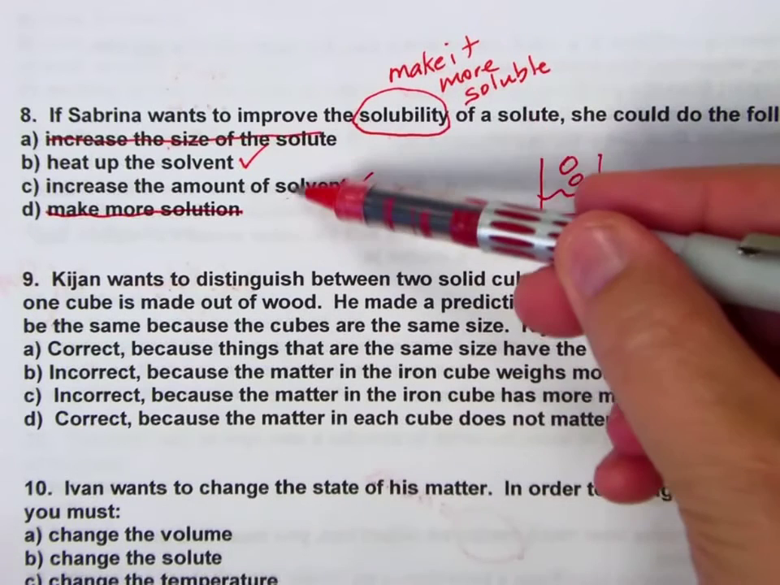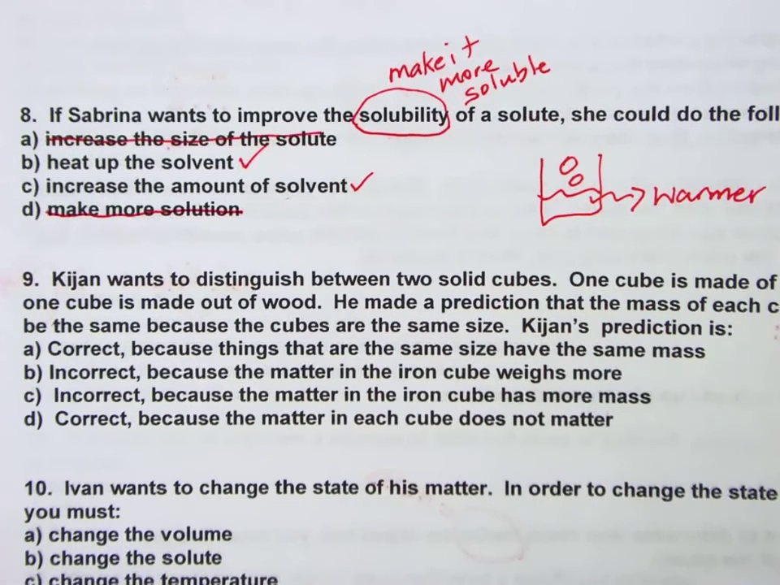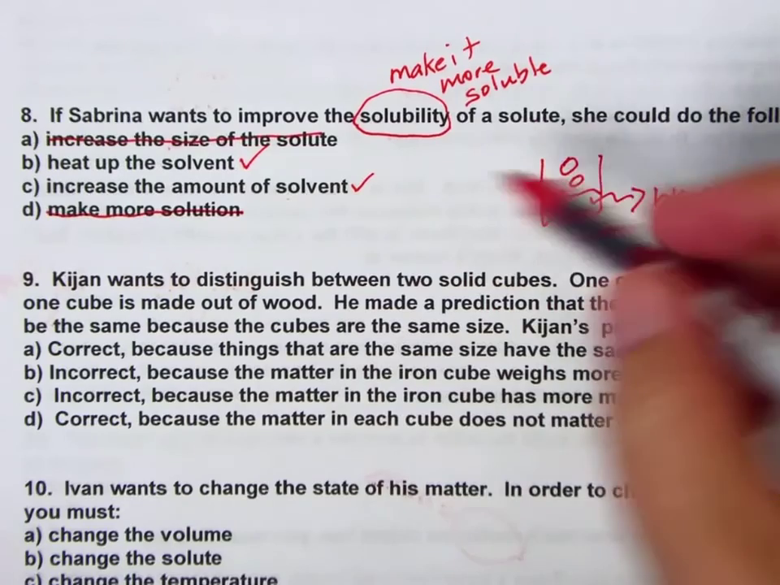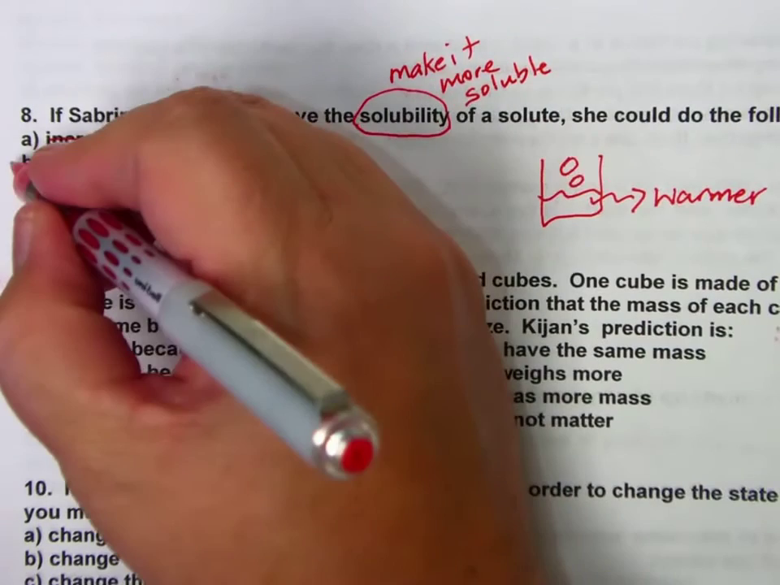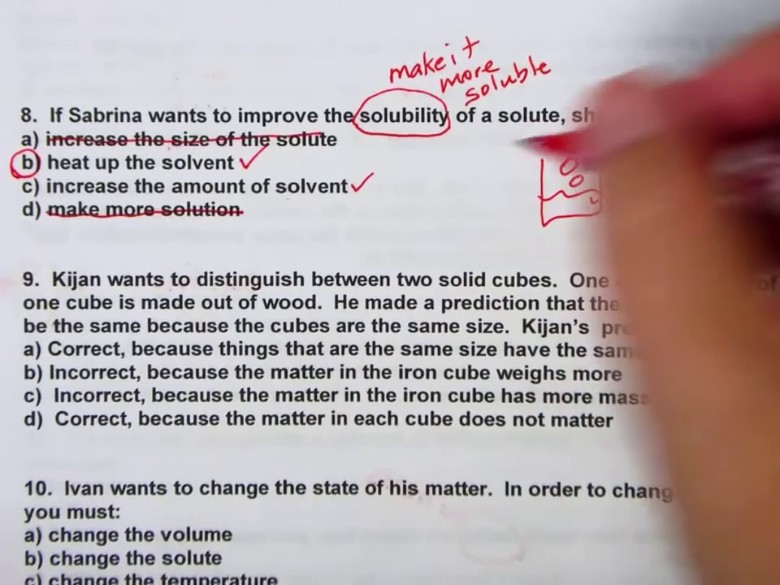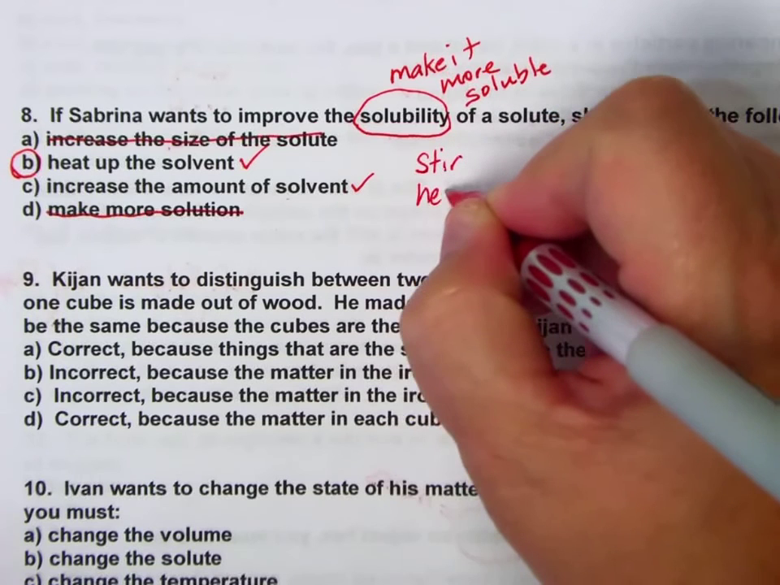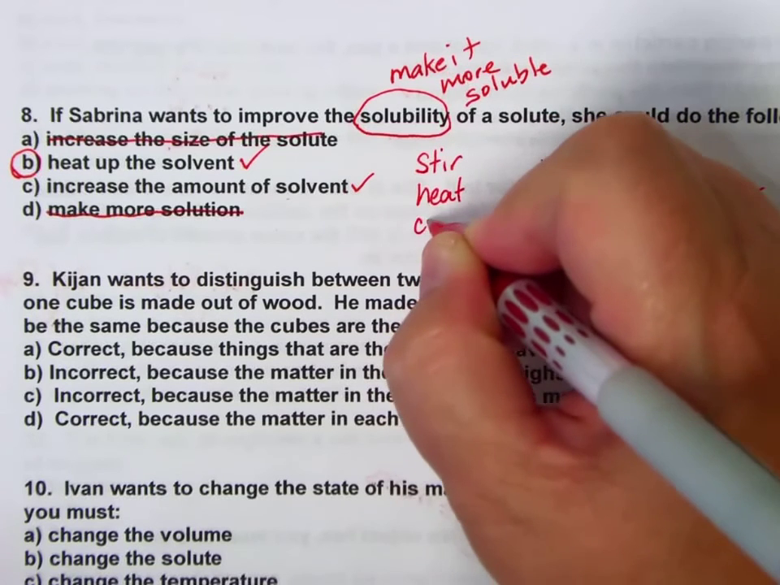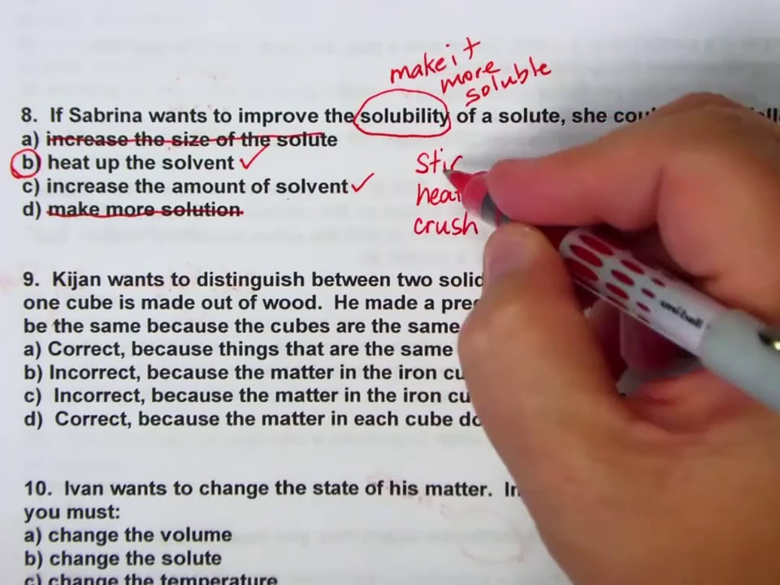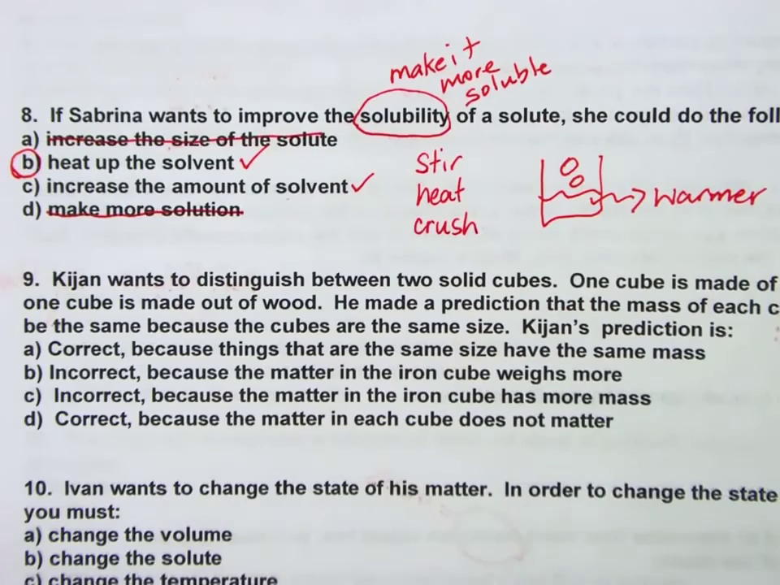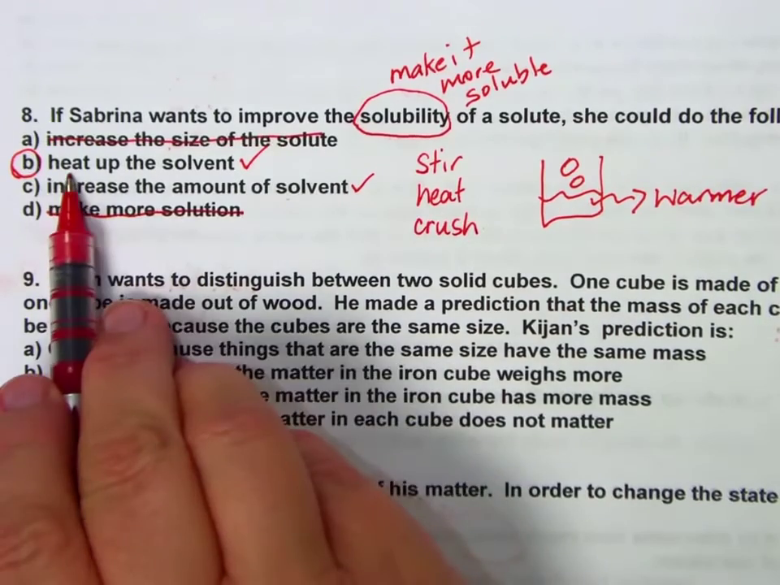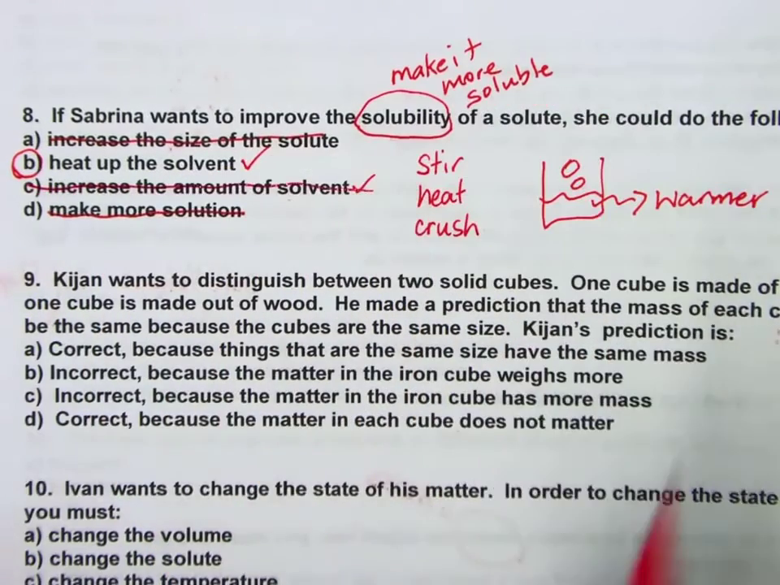So we have two parts that are pretty close. But what we want is the best answer. And the best answer is to heat it up. Because remember, there's 3 things that help solubility. You stir it, you heat it, and you crush it. Okay? So those 3 things help solubility. So heat it is the correct answer.